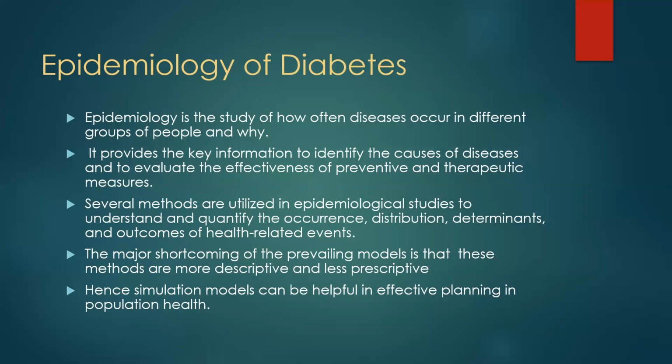I will not go into that detail. The major shortcoming of the prevailing models is that they are more descriptive, less prescriptive, and the system dynamics model is actually a prescriptive model. So that's the major advantage. Hence, simulation models can be helpful in effective planning in population health.